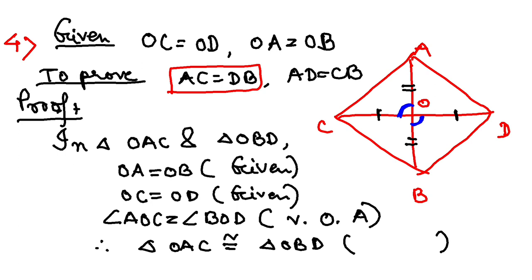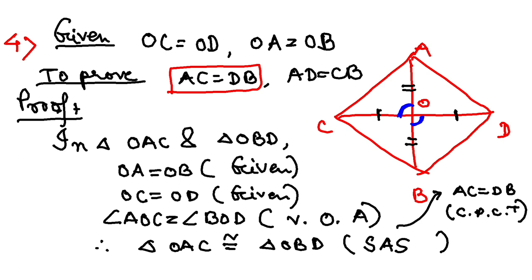Now decide the rule. Look at any of the triangles. Let's say I am taking OAC. I have taken the side OA, the side OC, and the angle AOC. As you can see here, the angle is between the two sides. So my rule will be side, angle, side. By side, angle, side, these two are congruent. Now once they are congruent, I can easily apply CPCT and write AC is equal to DB. What is the reason? CPCT. So this part is proved.